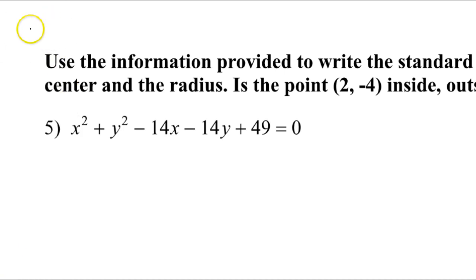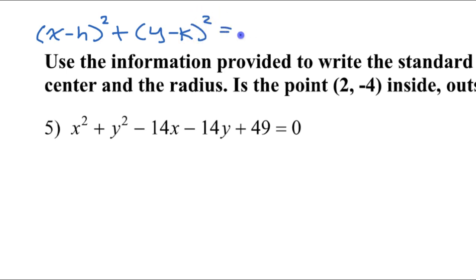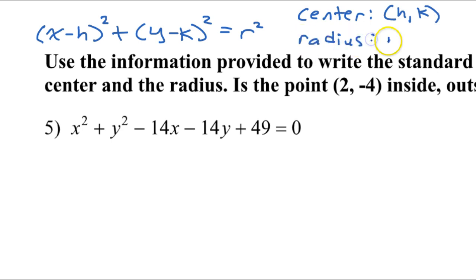So in the back of your mind, you need to know that the standard form equation of a circle looks like this: (x - h)² + (y - k)² = r². In this form, the center of the circle is (h, k), and the radius is r. Notice how this form of the equation doesn't have any parentheses in it. So we're going to have to create those parentheses using a process called completing the square.